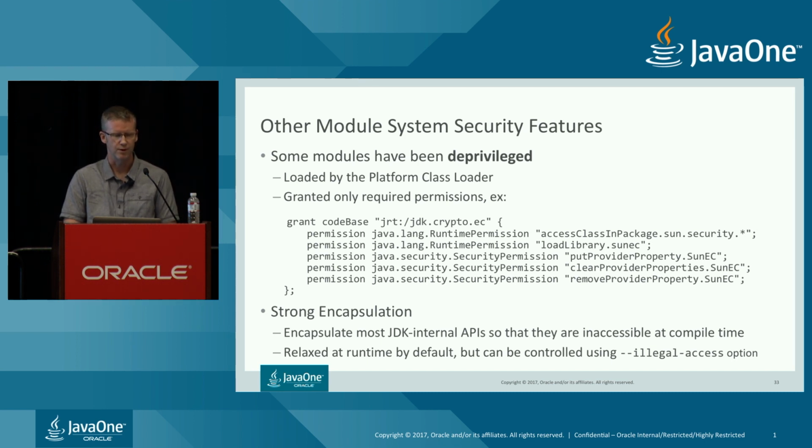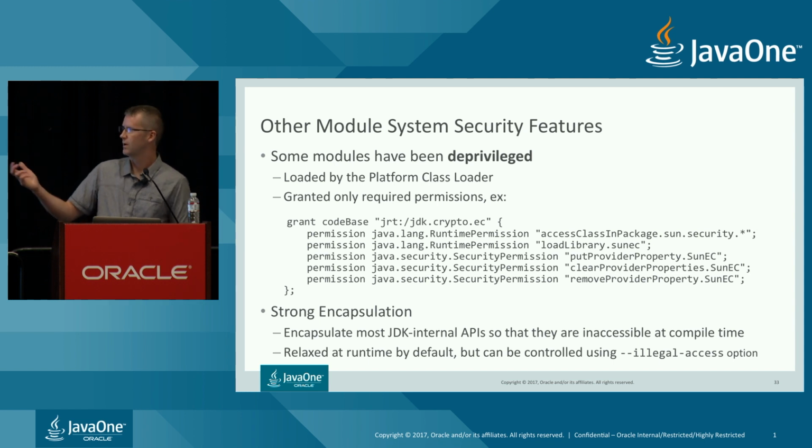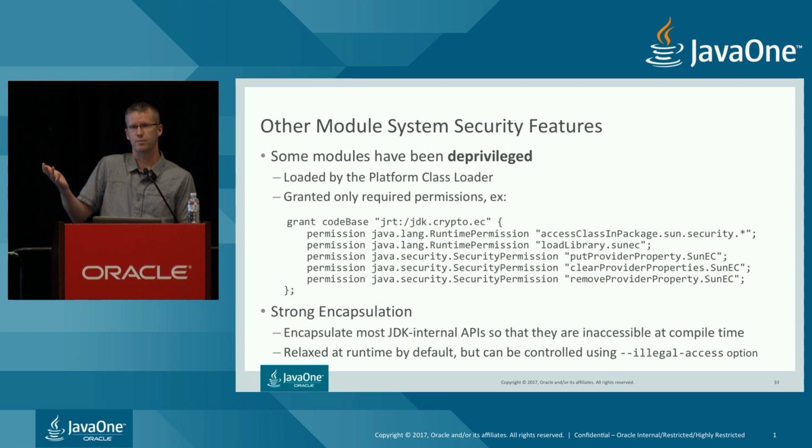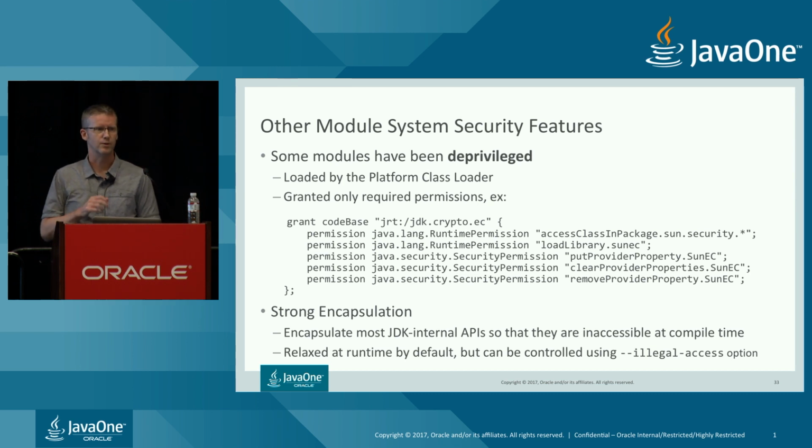So if you're using a security manager, this is an example of one of our modules, JDK Crypto EC, and it's been granted 1, 2, 3, 4, 5 permissions. That's all it needs to do its job. It doesn't need any other permissions. Prior to JDK 9, this module or this component was granted all permission by virtue of being installed in the standard extensions directory. That's way too many permissions. Why does it need all those permissions? So this allows us to adhere to the principle of least privilege and only grant modules the permissions they need and no more.